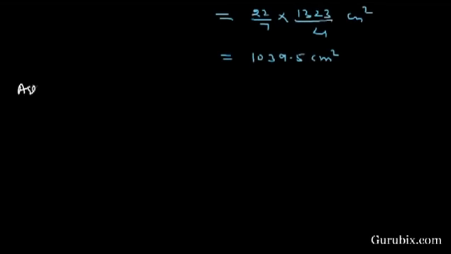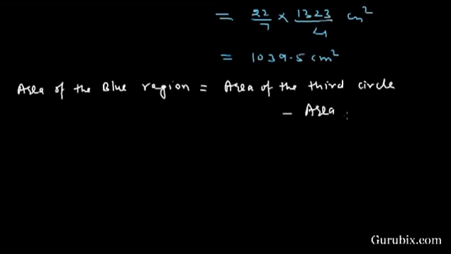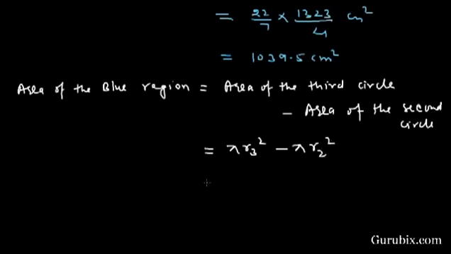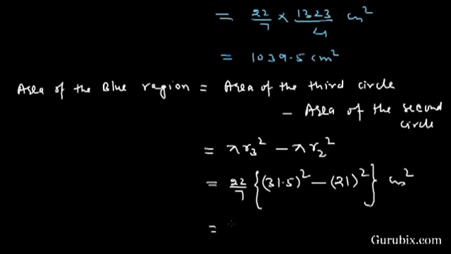Area of the blue region will be equal to area of the third circle minus area of the second circle. Area of the blue region will be pi r3 square minus pi r2 square. So we know pi is 22/7, r3 is 31.5 centimeters, so we shall calculate 31.5 square minus r2, which is 21 centimeter square.